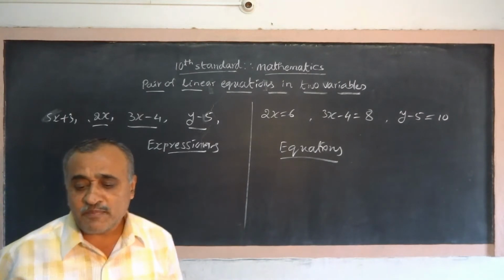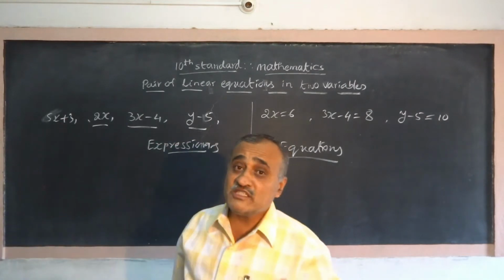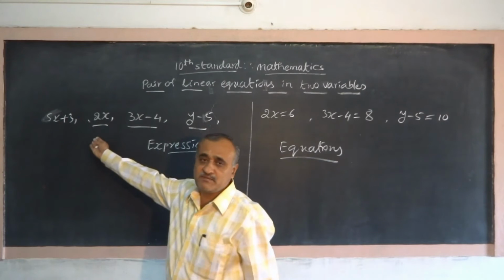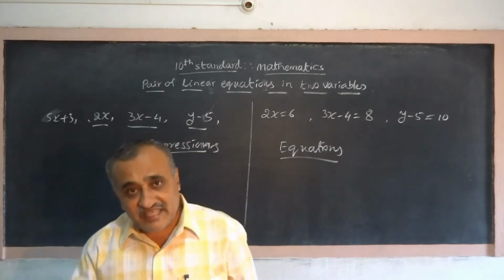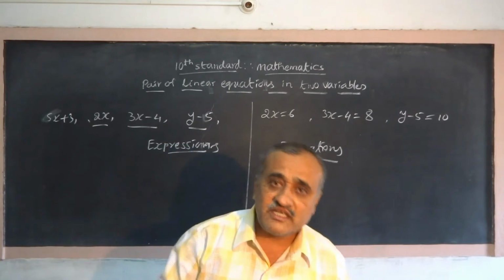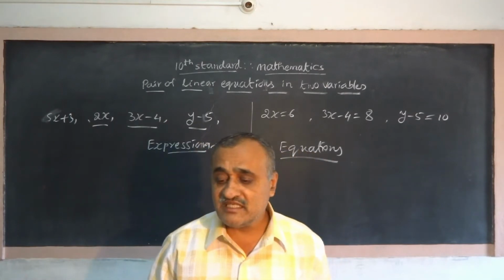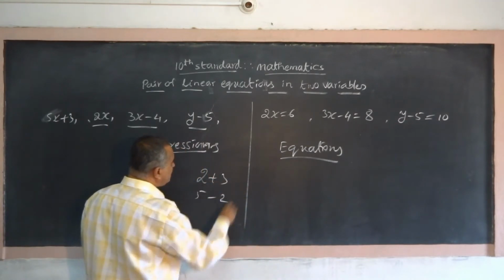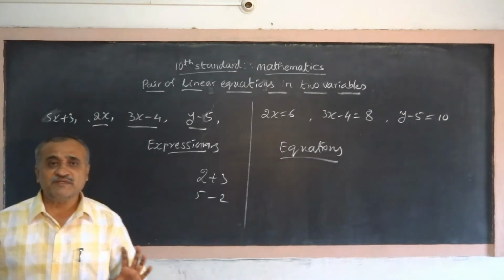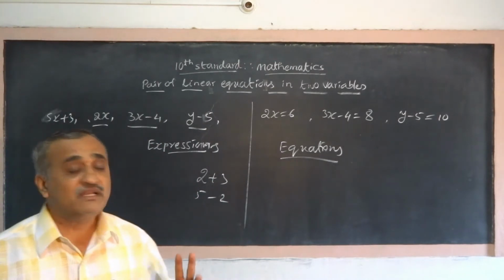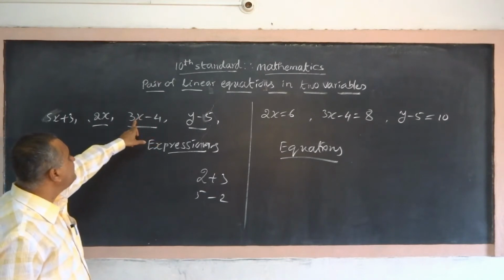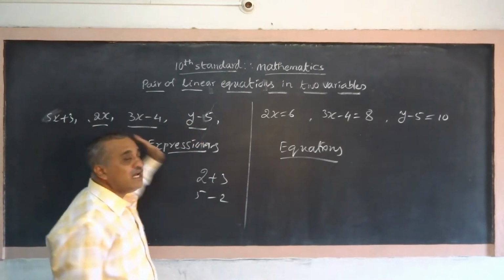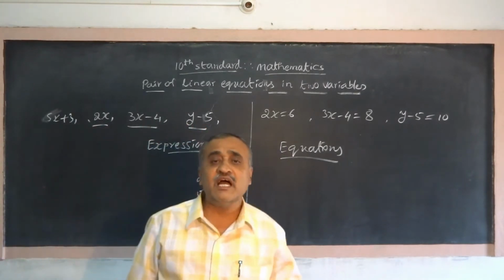Is it right? So now there are two types of expression. One is numerical expression, another one is algebraic expression. These are all algebraic expressions. Why? Here the expression is associated with constants as well as variables. Numerical expression means like this: 2 plus 3, 5 minus 2. These are called numerical expressions. There is no variable. Where numerals, constants and variables are associated, they are called algebraic expressions.